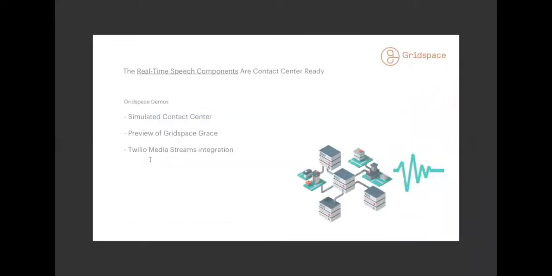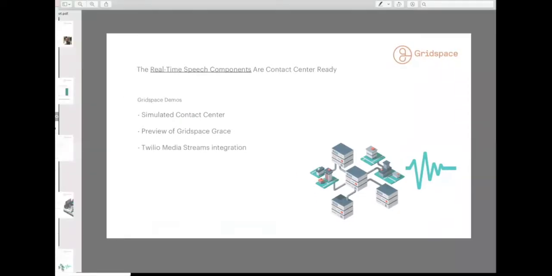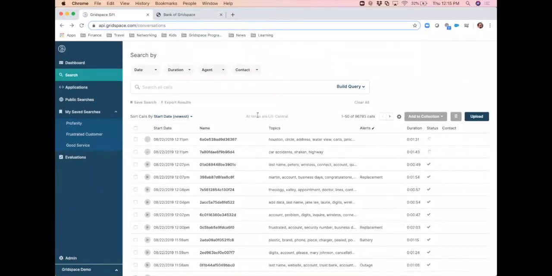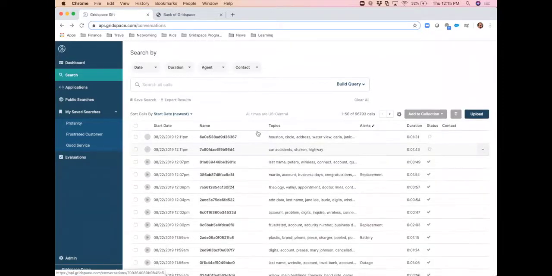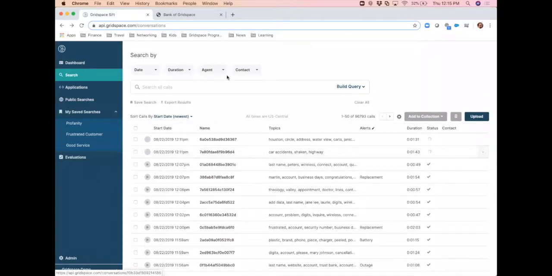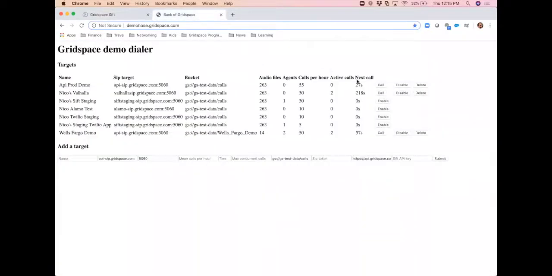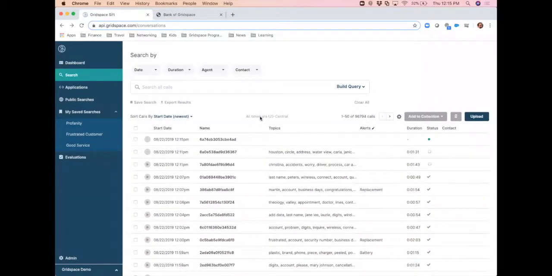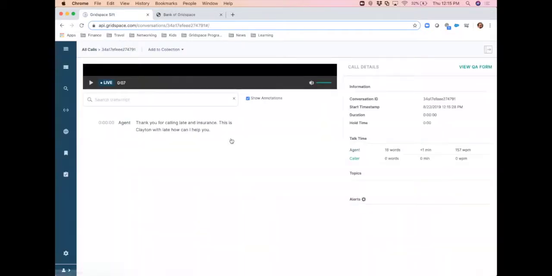So I'm going to show you a few demos real fast. I'm going to go into it now. So we have a simulated call center here, where we have tons of real-time calls happening. We call this our data lake of calls, not only calls that are happening now, but calls that have happened in the past. I'm going to start a few calls here. I'm going to click into one of these, and we'll be able to see a live call happen and see the live transcription.